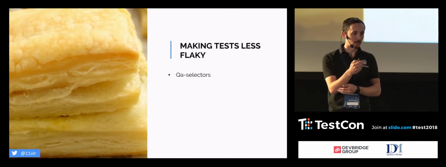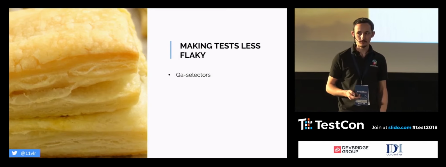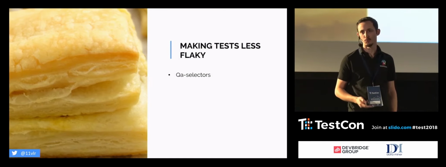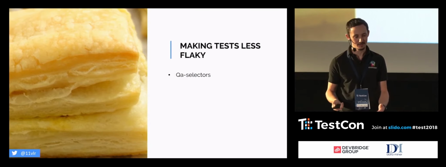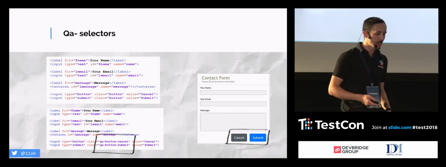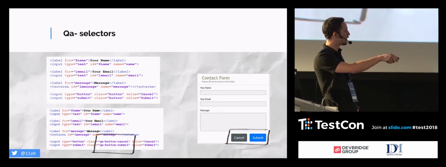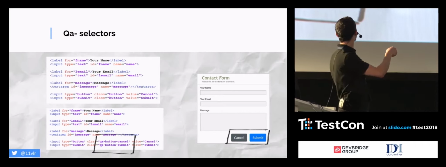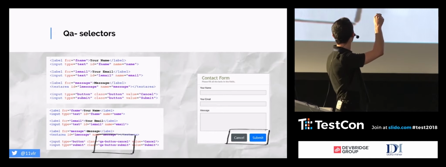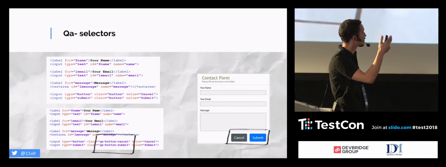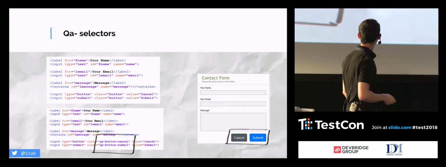Another thing is QA selectors. You may know them as data selectors, and there's a big debate on whether they should be QA selectors or data selectors. But what they actually are is, if you imagine we've got the submit button here, typically you'd see the code at the top, which could just be any sort of markup, but there's nothing really special about it.